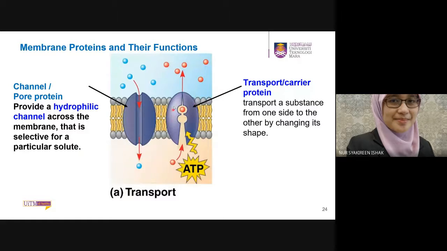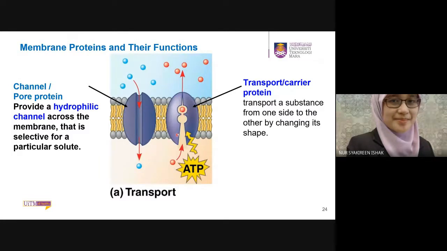And next to it, the protein on this side here, you have the carrier protein. Carrier protein will have a binding site for the solute that the protein wants to transport. When the solute binds to this binding site of the carrier protein, it causes the carrier protein to change shape. Therefore, when the protein changes shape, the solute can be transported across the cell.